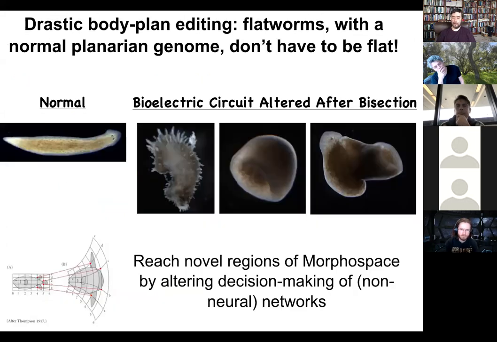You can go further and reach areas of morphospace that evolution does not utilize. You can make flatworms that are not flat at all. They're spiky, or they're cylindrical, or a combination of both. So there's a ton of things that perfectly standard wild type genetically identical cells can achieve if you modify the information content in the electrical circuit that's telling them what the collective is working on.